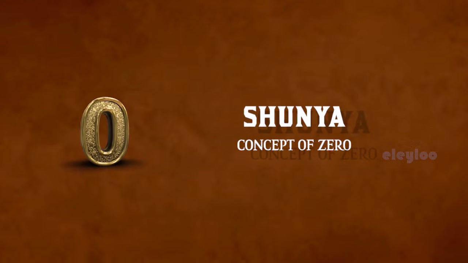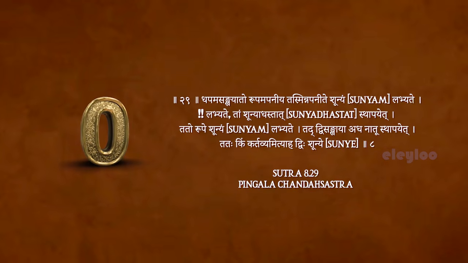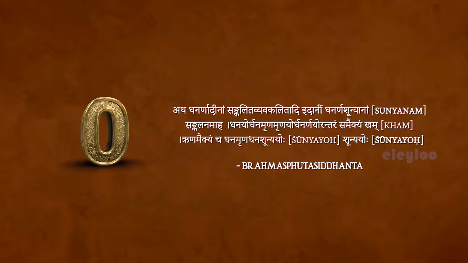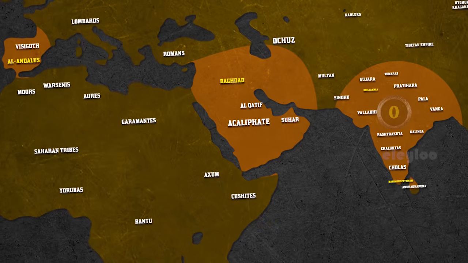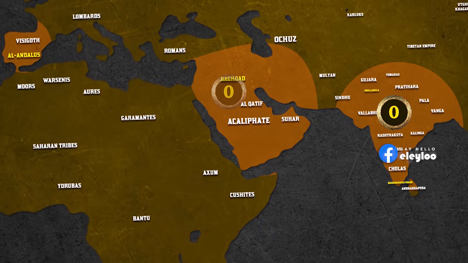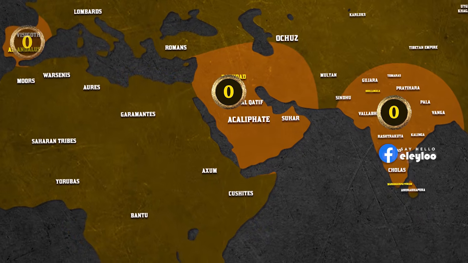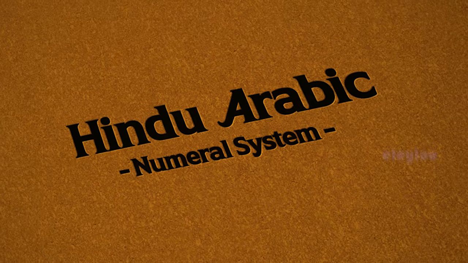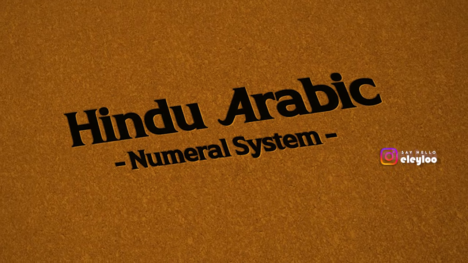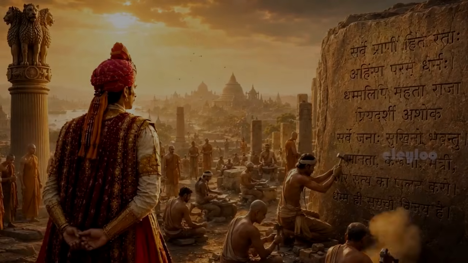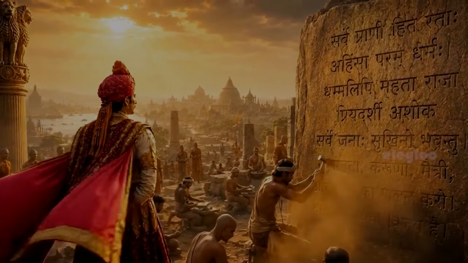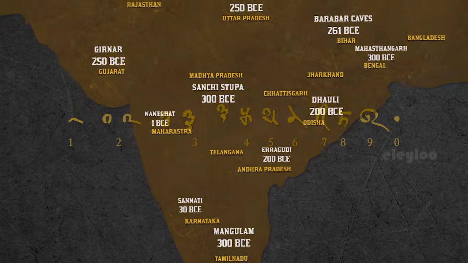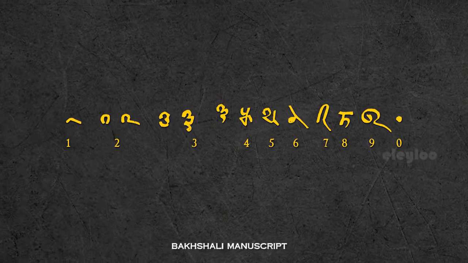Zero was invented in India and is mentioned as Sunya in the earliest Indian manuscript, Pingala's Chandasastra. Brahmagupta attested mathematical usage of zero in the 7th century. These numerical traditions and the concept of zero reached the Arabic world and later Europe, becoming known as the Hindu-Arabic numeral system. Evidence for India's numeric system appears in the Ashokan Brahmi inscriptions and on the Bakshali manuscript.